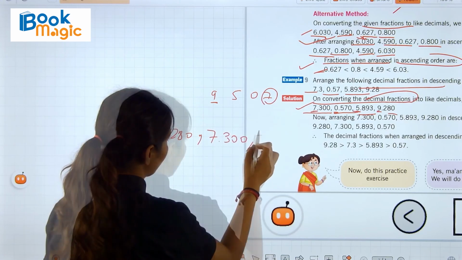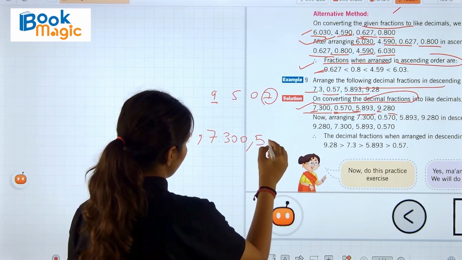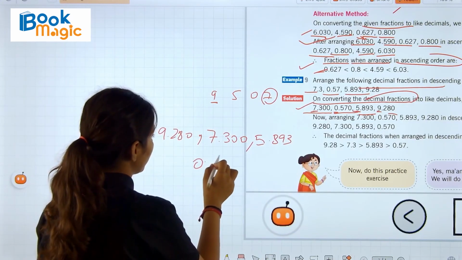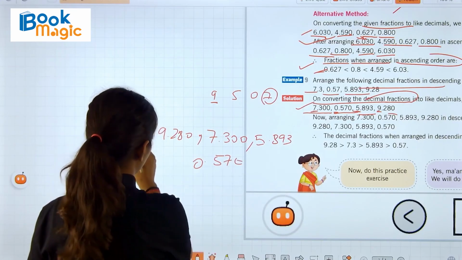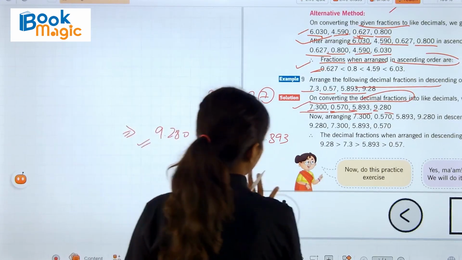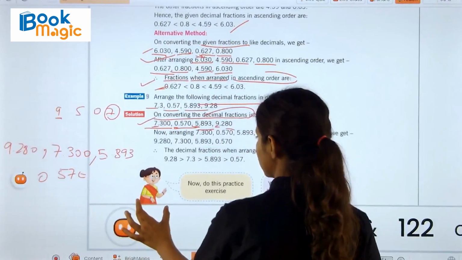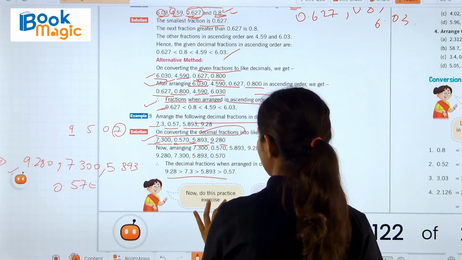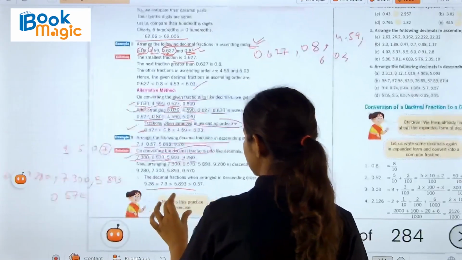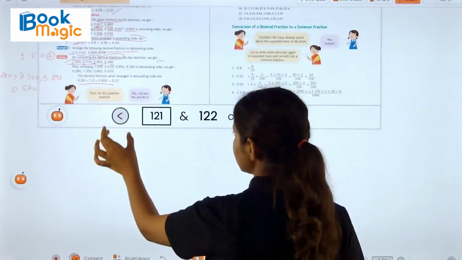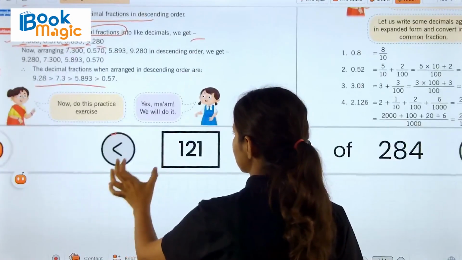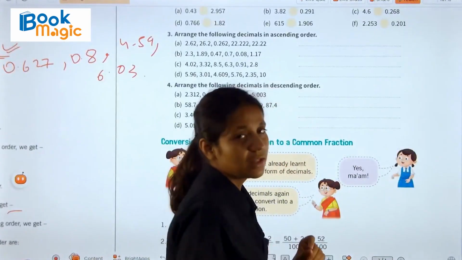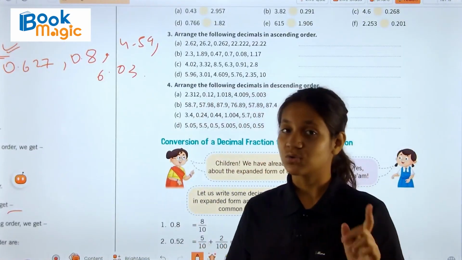7.300. Then we have the value 5.893. And then we have 0.570. This is our descending arrangement of these numbers. We can match the answer: 9.28, then 7.3, then 5.893 and then 0.57. Now the teacher is saying, do this practice exercise. The student replied, yes ma'am, we will do it. So likewise these students, you also have to do this.